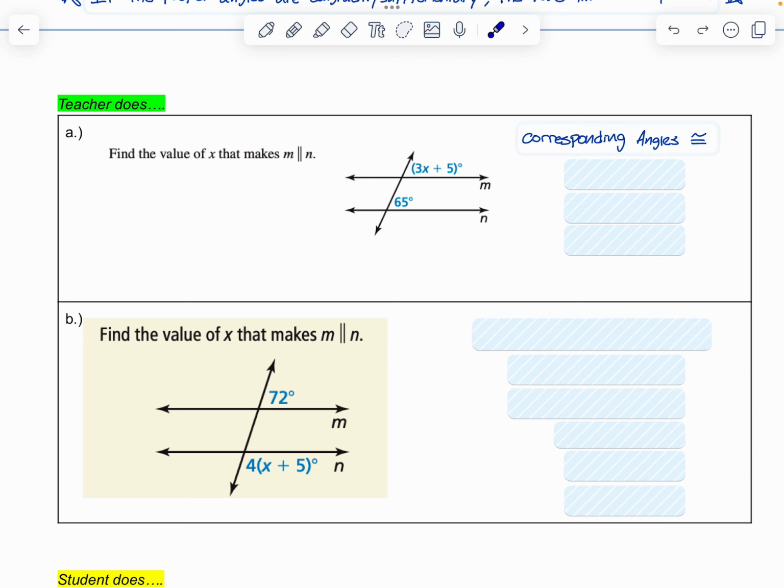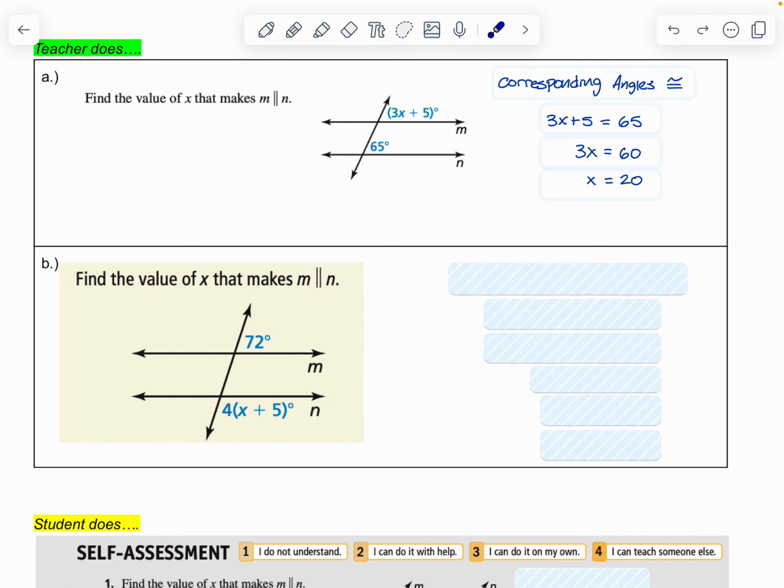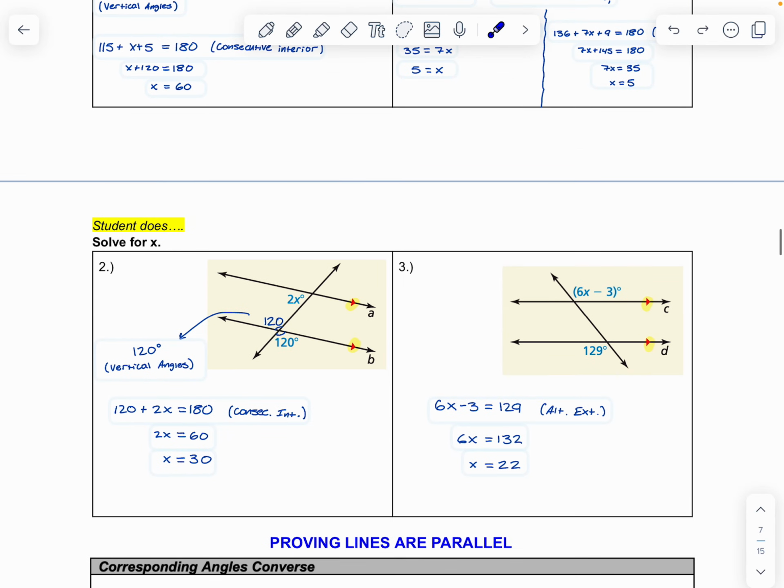So, if these lines are parallel, then I know that these angles are congruent. So I would say 3x plus 5 is equal to 65. 3x is equal to 60, and I get x is equal to 20. This is the value of x that makes those two lines parallel to each other. It makes them parallel. And all I did was solve it just as I would a problem like this.